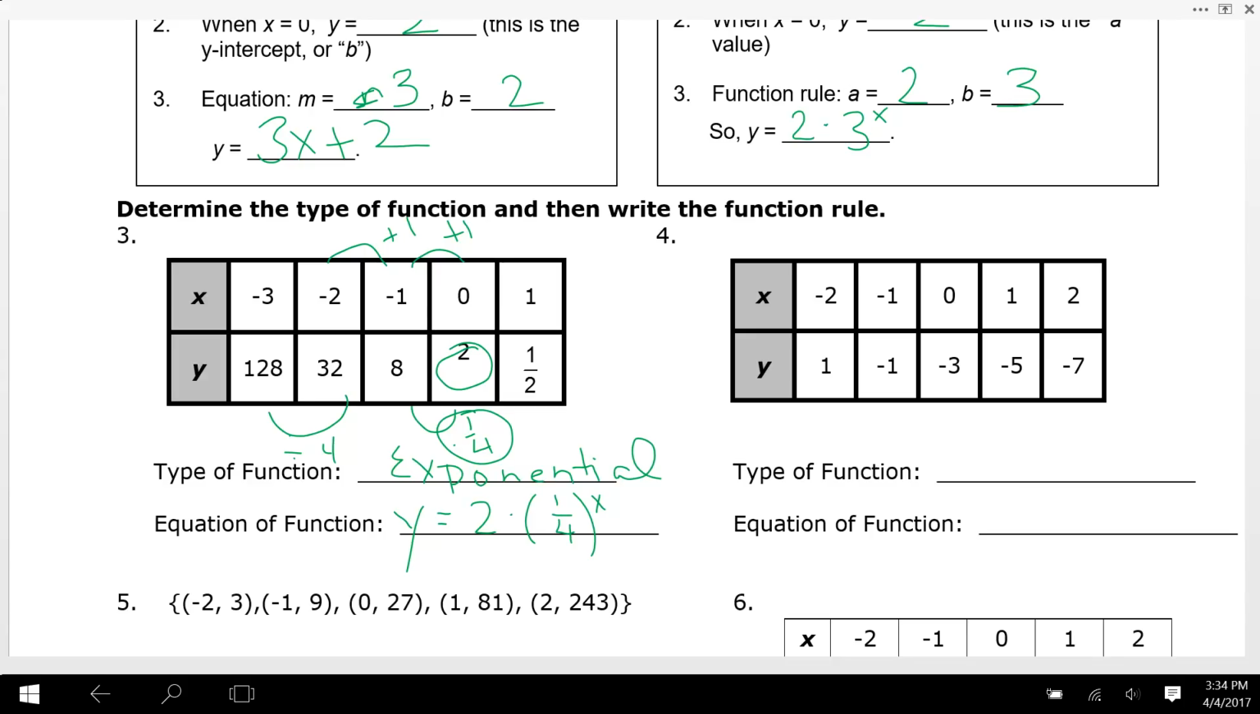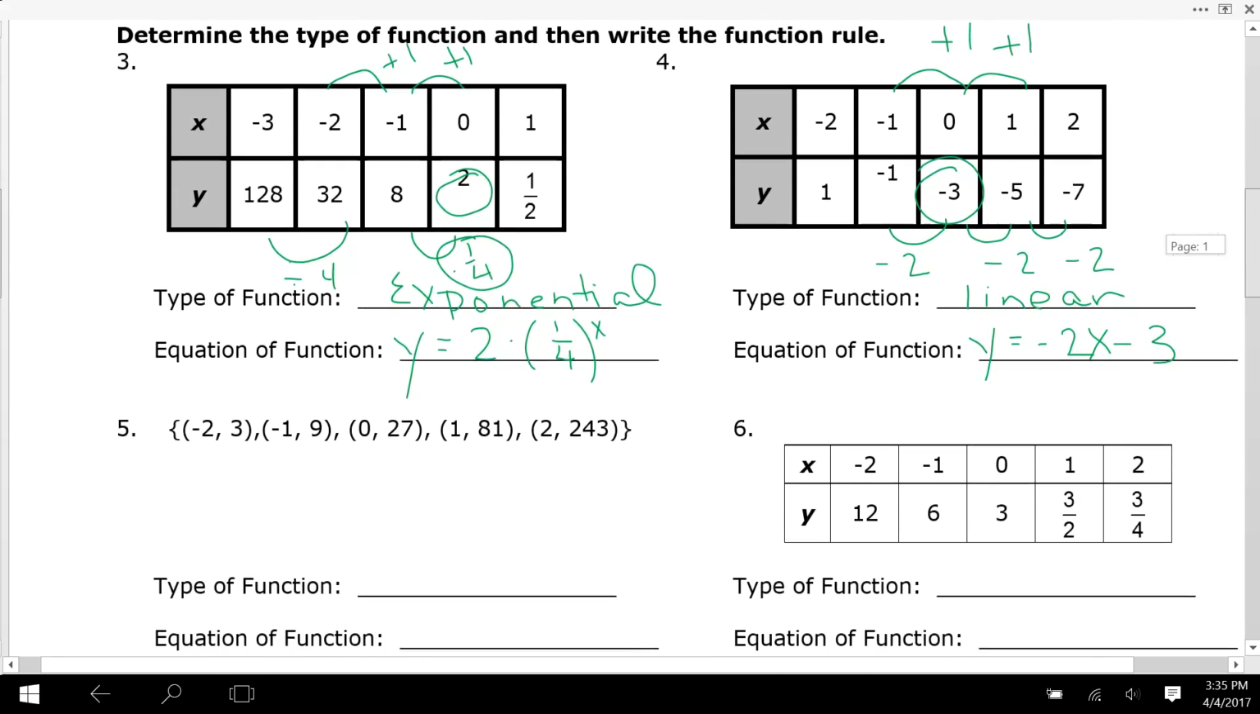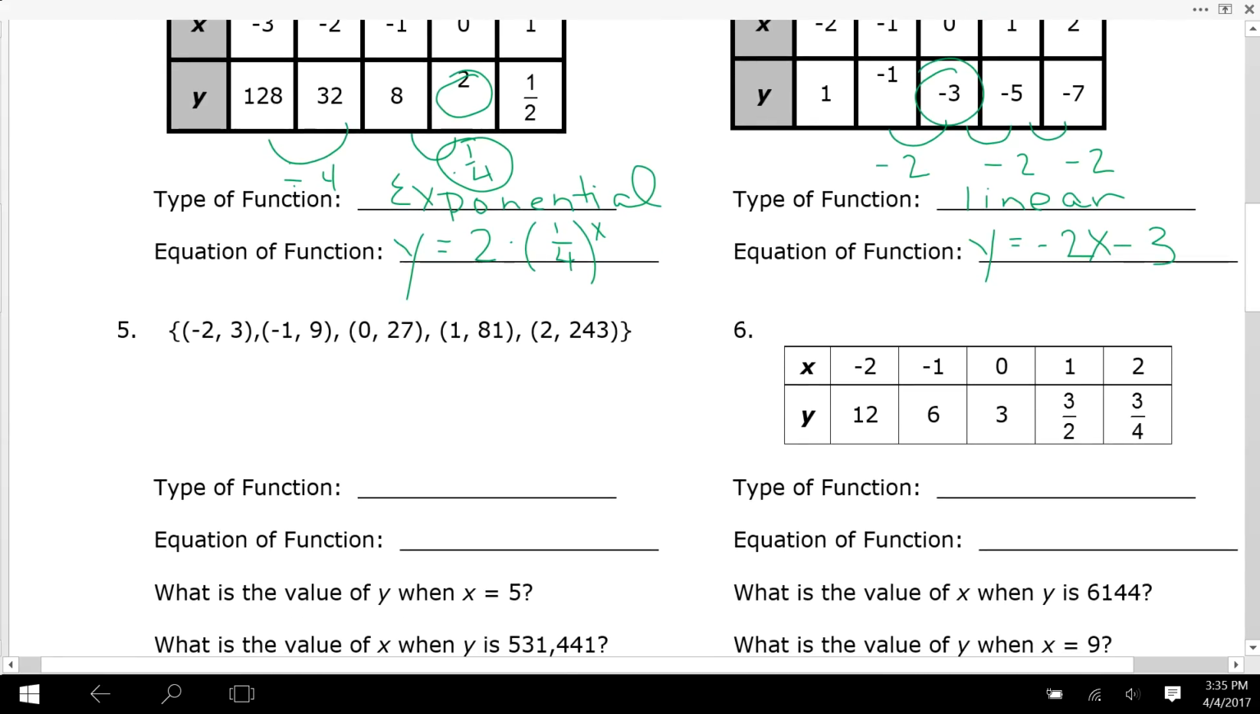Okay, next one. Increasing by 1. Decreasing by minus 2. Okay, minus 2. So this one is linear. And my equation is y equals negative 2x minus 3. Totally easy.